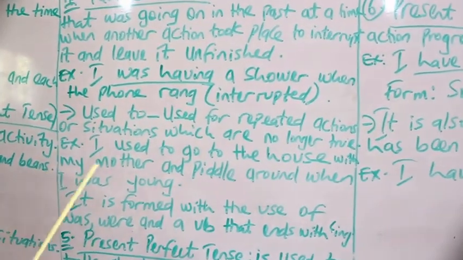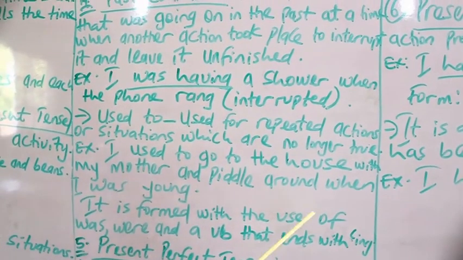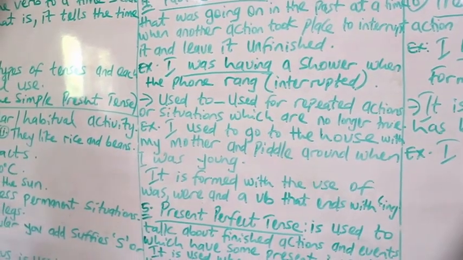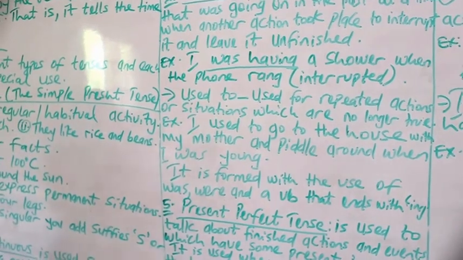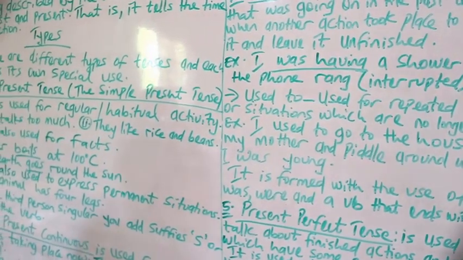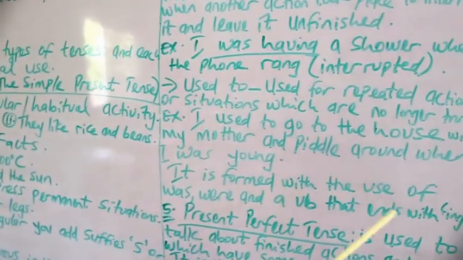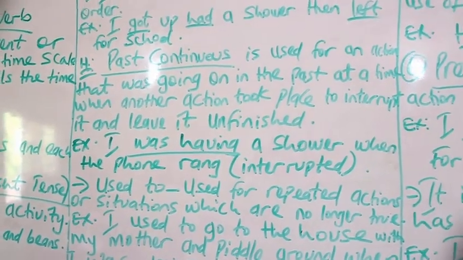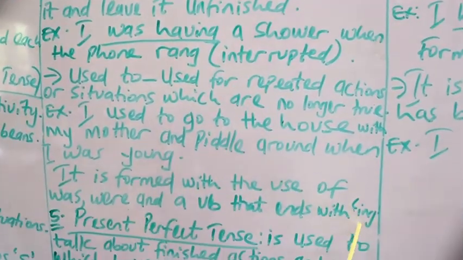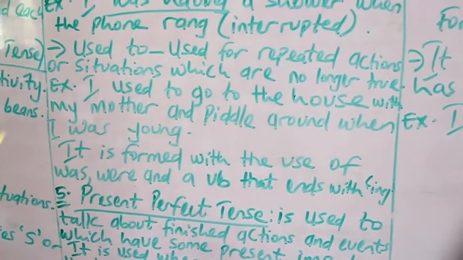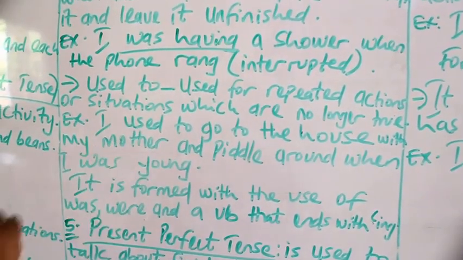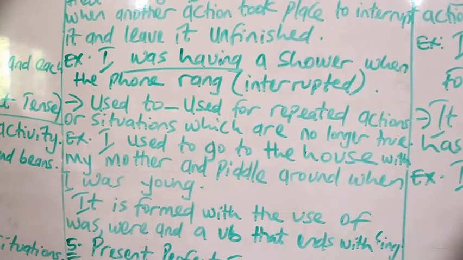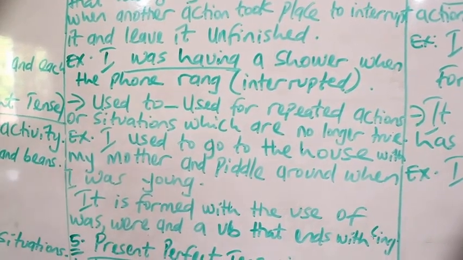Example that I have there, I used to go to the house with my mother and piddle around when I was young. That is, when I was young, I used to go with my mommy. The action we were doing before, but now we are no longer doing it. Past continuous tense is formed with the use of was, were, and a verb that ends with ing. That is why we have I was having, I was reading, I was doing one thing before another action took place.